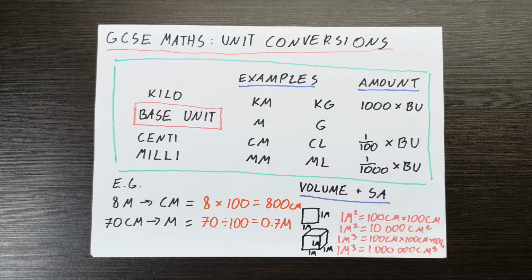And that works for everything. For kilometers squared to centimeters squared, for kilometers squared to millimeters squared, as long as you keep your side length converted correctly, you can always work this out.